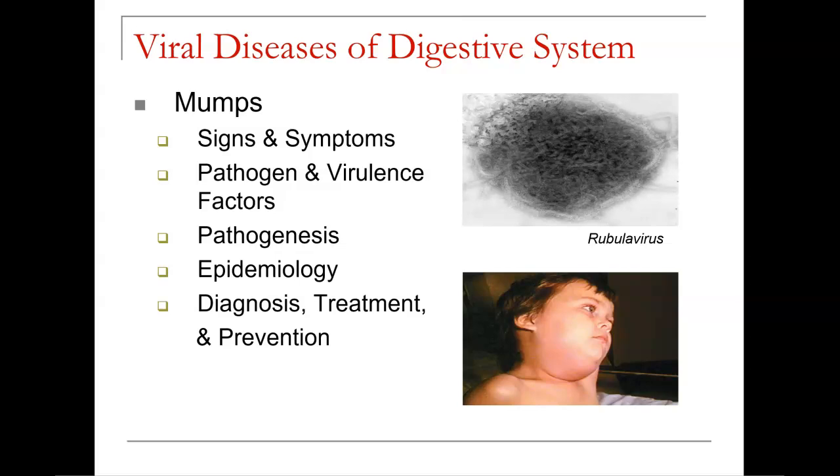Epidemiology: nearly non-existent in developed countries due to immunization. To diagnose it, you look at the signs and symptoms. There's no specific treatment, but it could include simply comfort care. Prevention for this will be a vaccine. You've got your measles, mumps, and rubella vaccine.